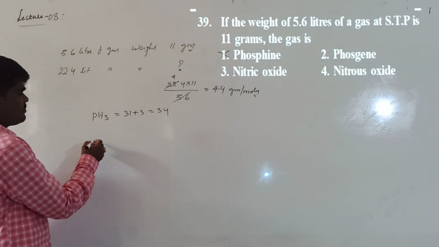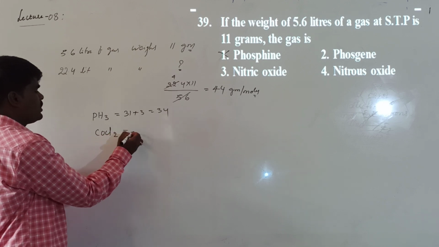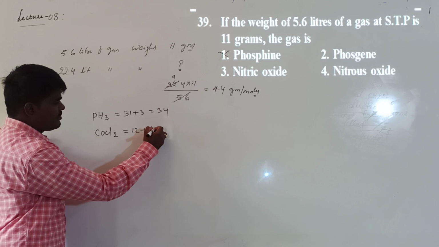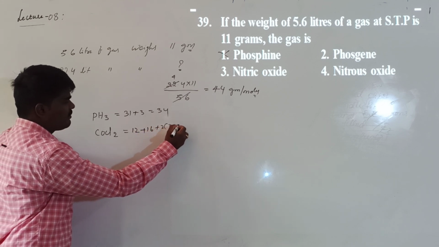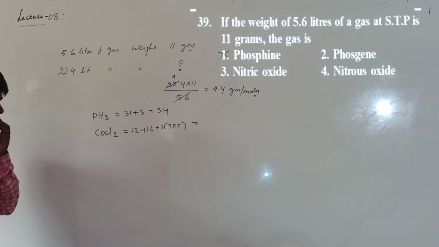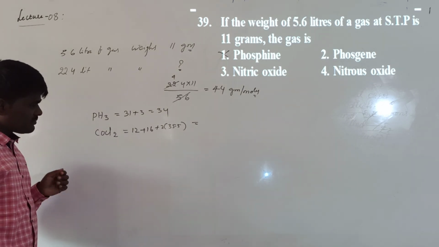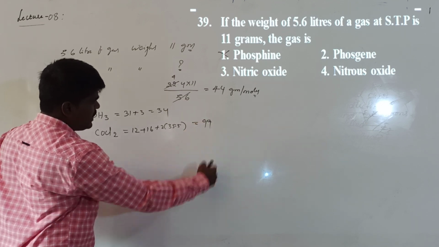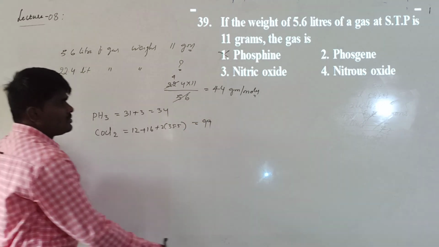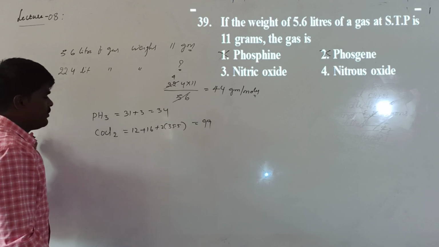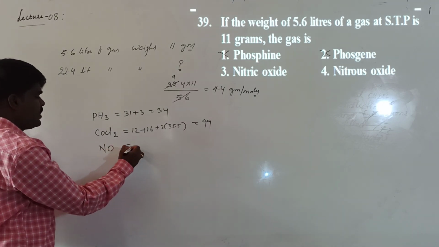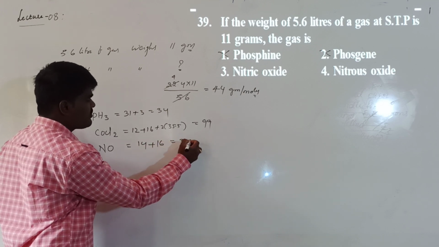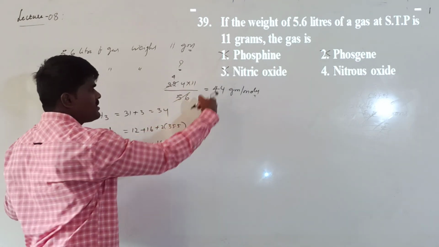And what about the next, phosgene? Phosgene is carbonyl chloride. What is its molar mass? 12 plus 16 plus 2 times 35.5. How much does it come to? 28 plus 71. It comes to about 99. This is also not the gas. And what about nitric oxide? Nitric oxide means NO. What is this? 14 plus 16, that is 30. So this is also not the gas.